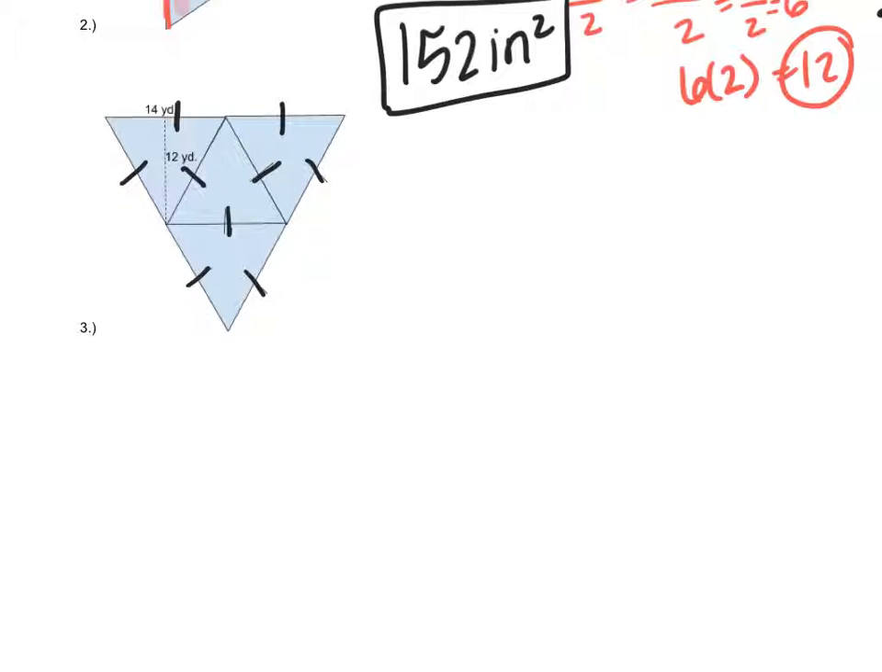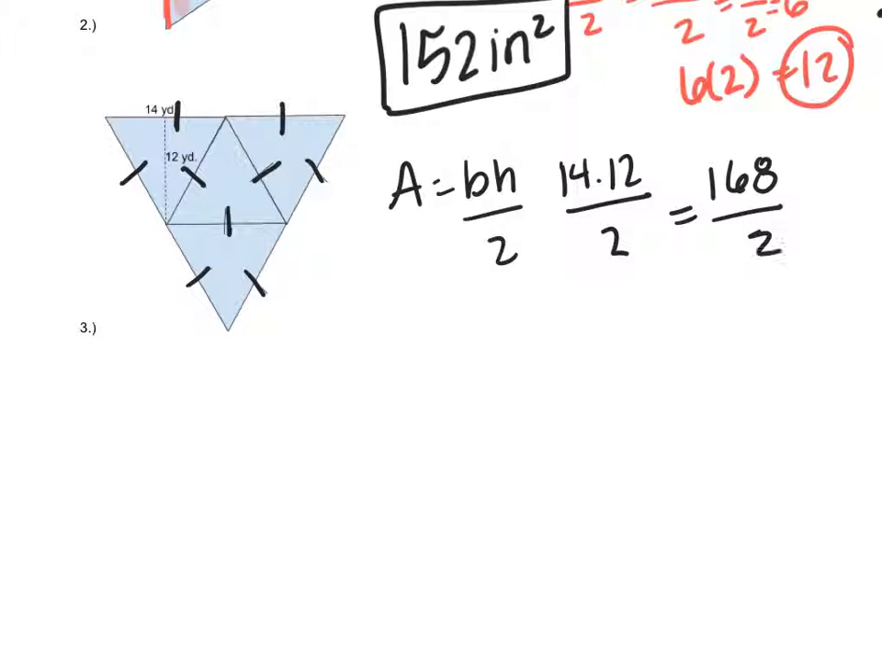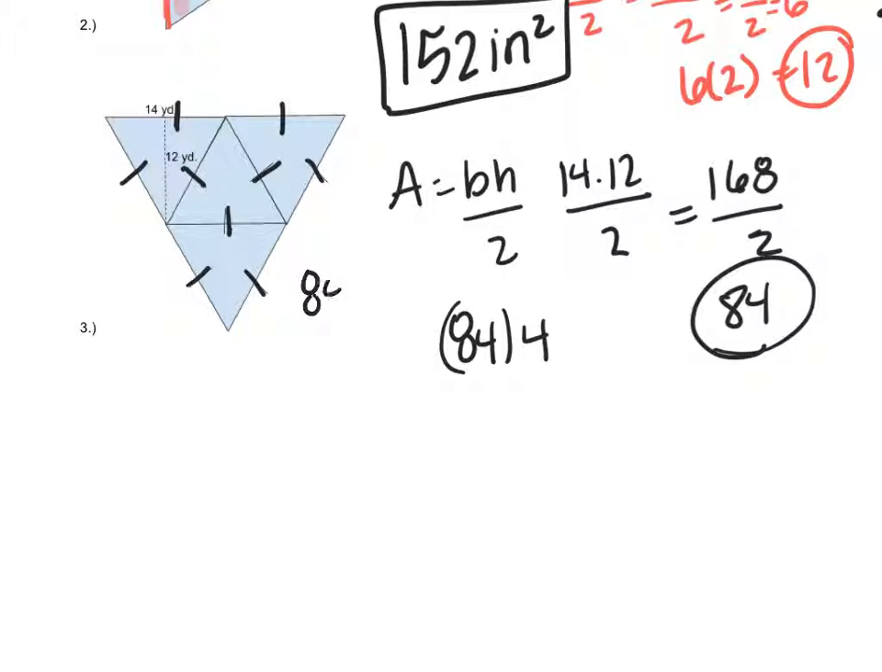So your triangle formula is base times height divided by 2. Your base is 14. Your height is 12. And then you divide it by 2. Okay, so 14 times 12 is 168. 168 divided by 2 is 84. Okay, so 84 is for one triangle. So 84 times 4 is 336. So we have 336 yards squared. Okay, so all of your stuff goes with that.